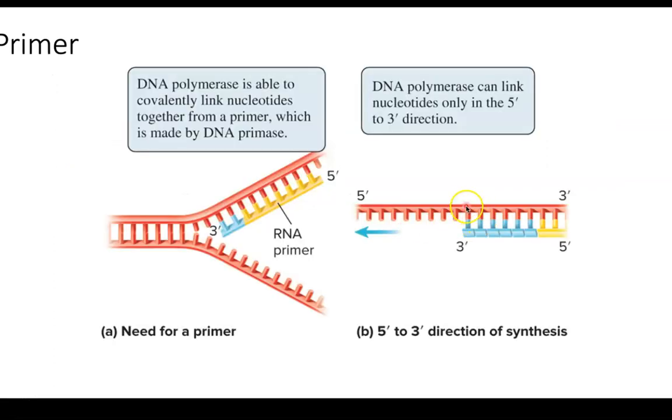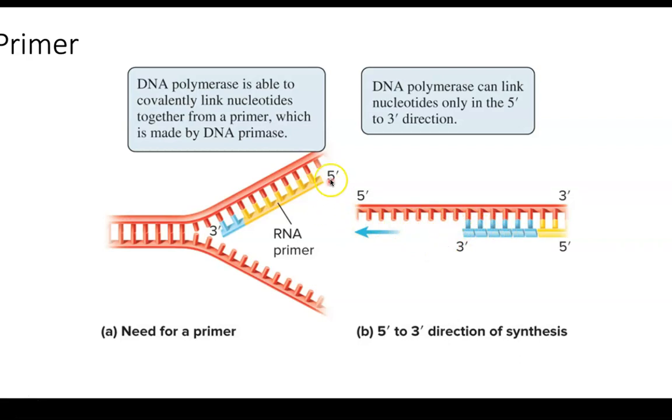So again, I'm just showing you a picture here. Let's say the red is the parent strand. You need to put a primer, that's yellow, down so that DNA polymerase can start adding some blue nucleotides, right? So you put your primer down using DNA primase, and then from there you can start adding nucleotides to that 3' end.